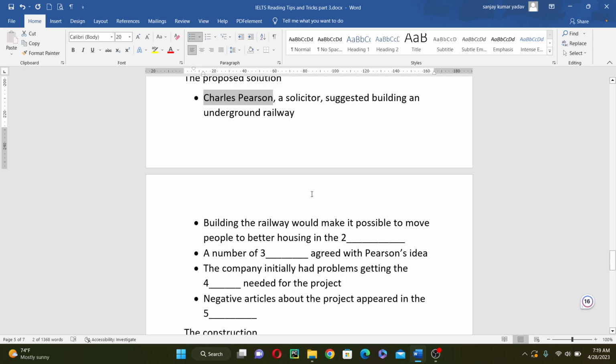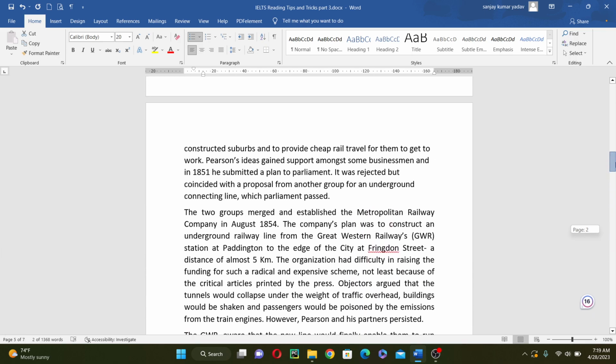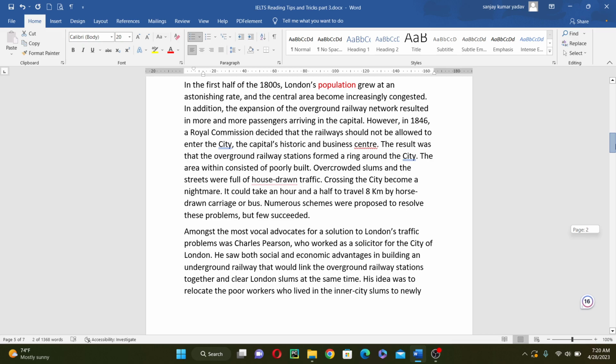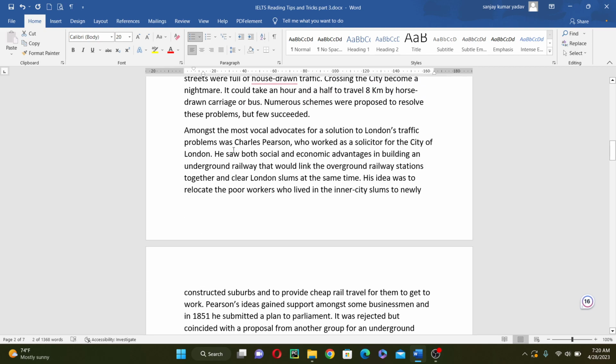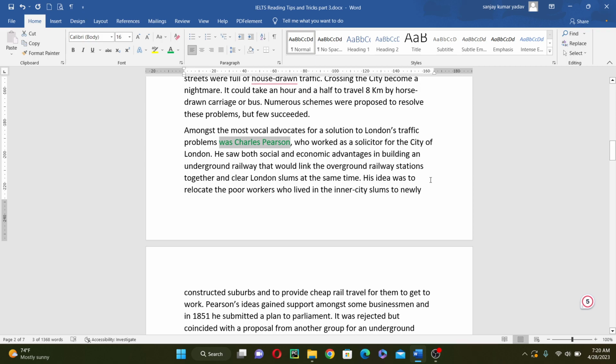Building the railway would make it possible to move people to better housing in the dash. Building the railway, okay, would make it possible to move people to better housing in the dash. So Charles Pearson, let's try to look at this name, where it is. Okay, I will find Charles Pearson. Okay, here we found Charles Pearson, right? Let's mark it with green color.